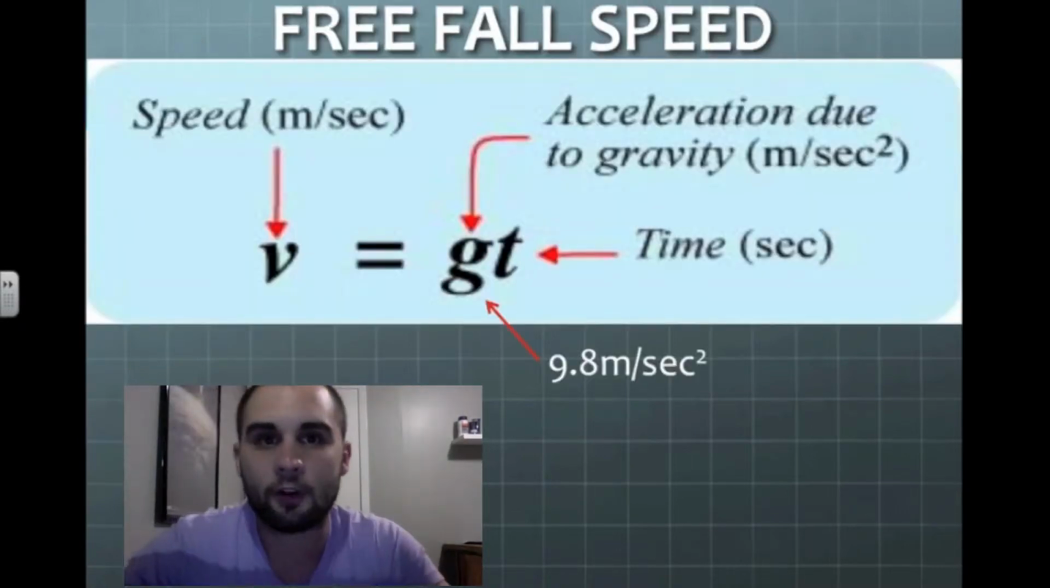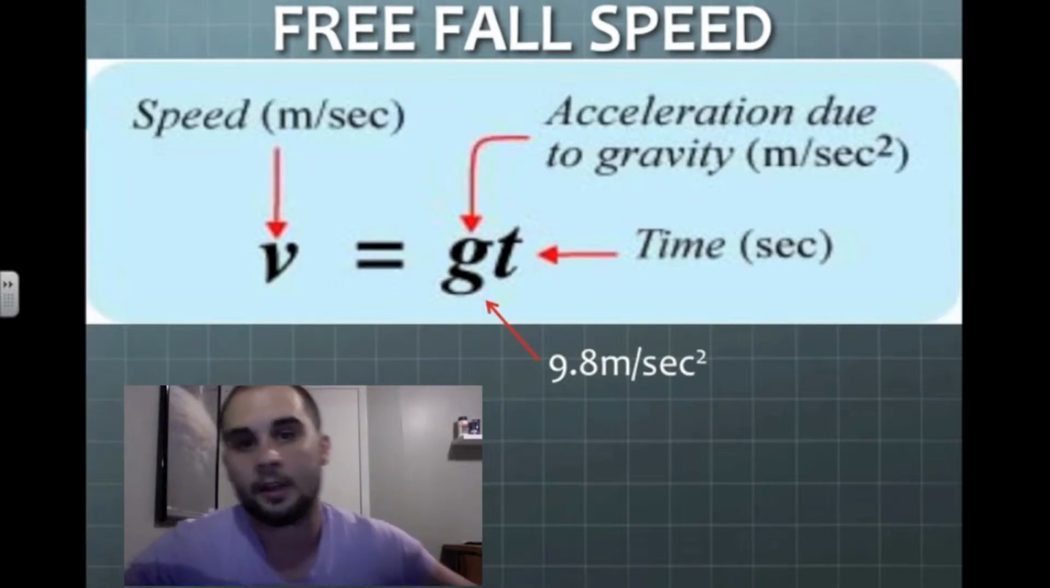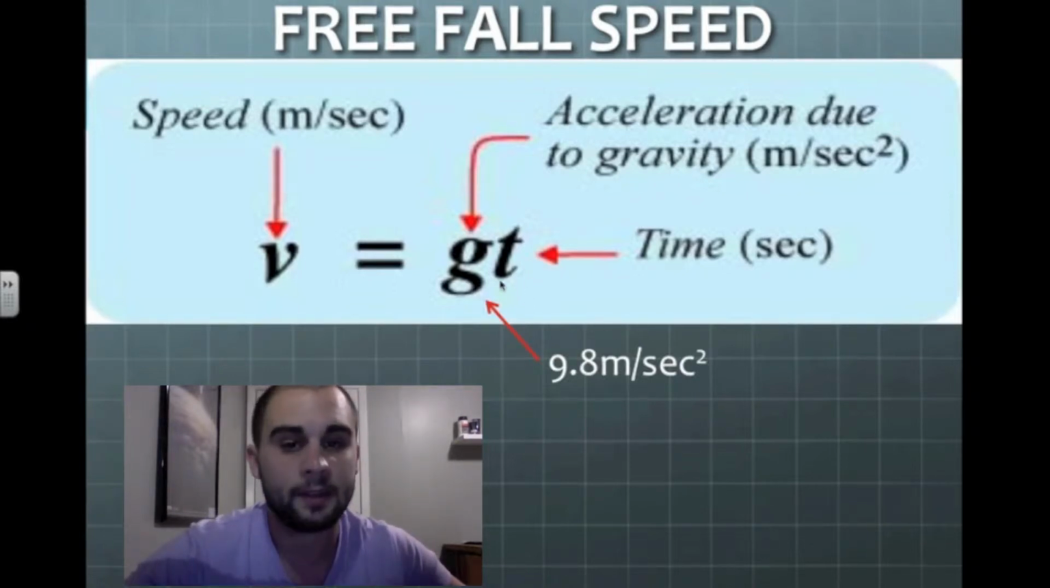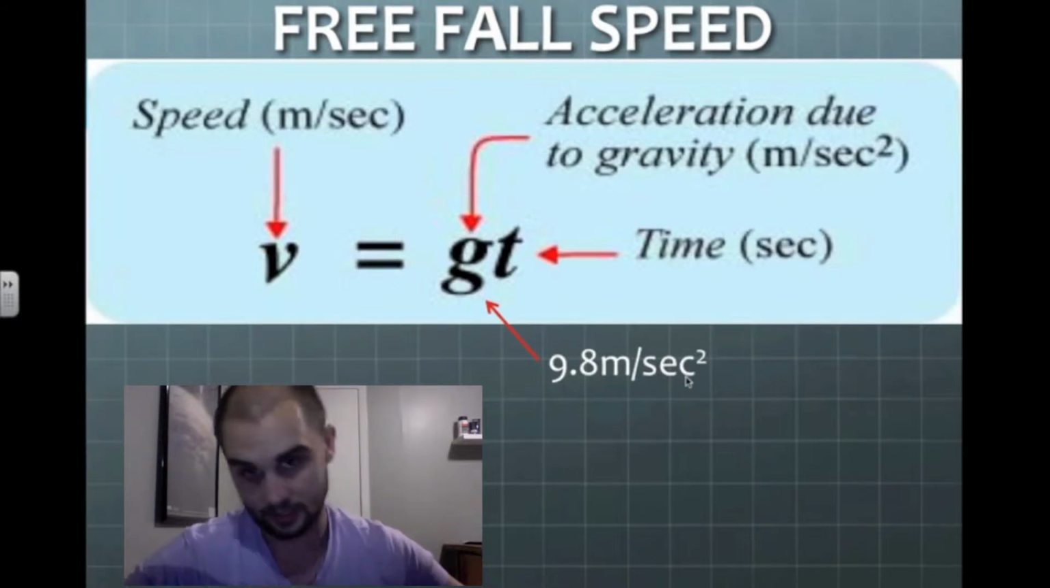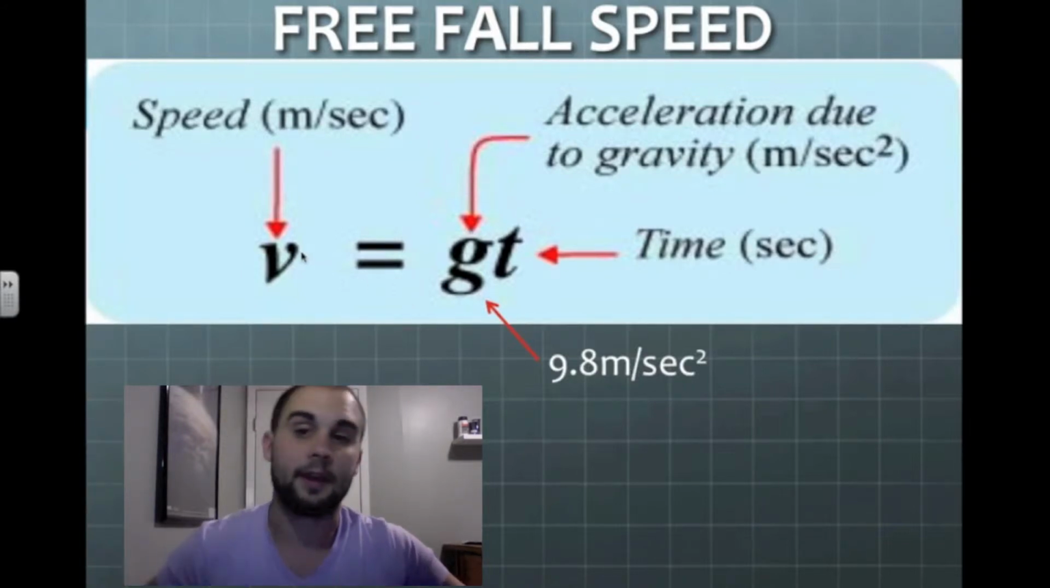Free fall speed, this is the formula for it. So the first thing you have is your time, and that's the amount of time something was falling. Then you have the force of gravity, and it's going to be 9.8 meters per second squared on Earth always. That's a constant. And then finally you have your speed or velocity.